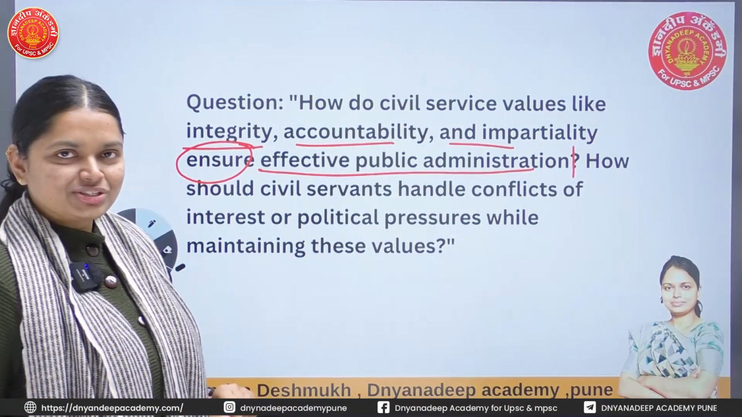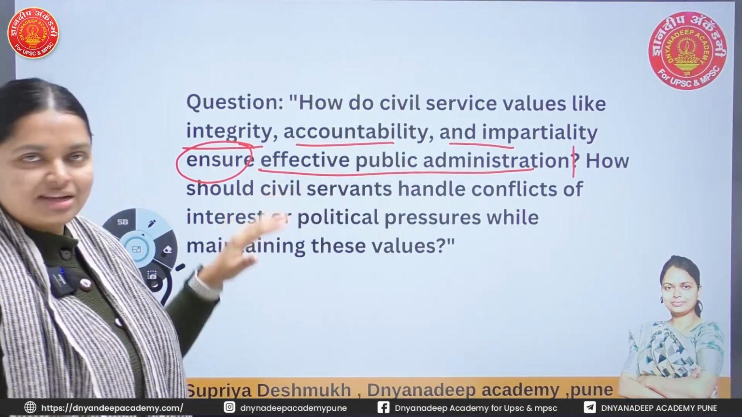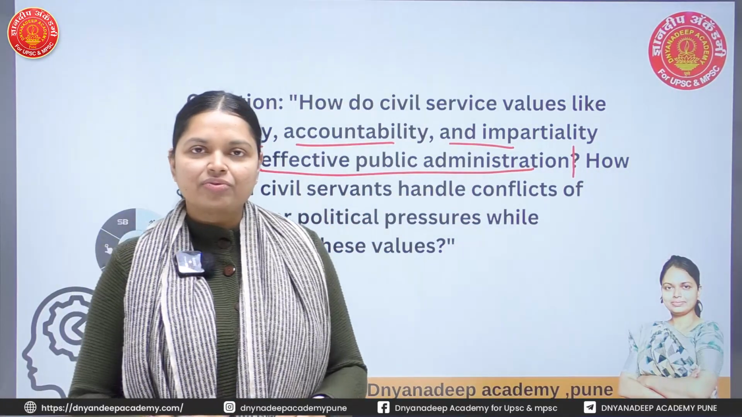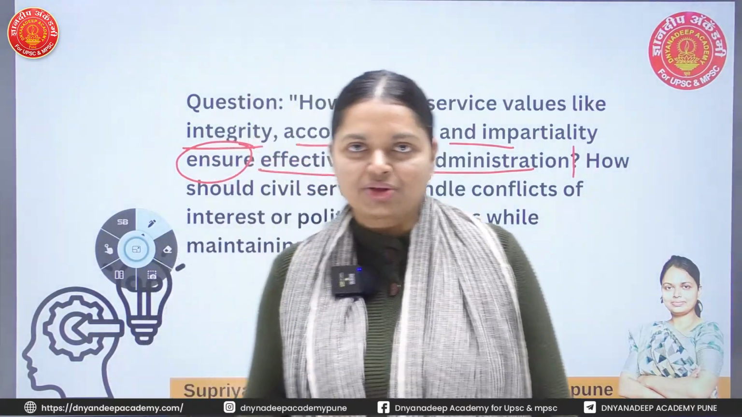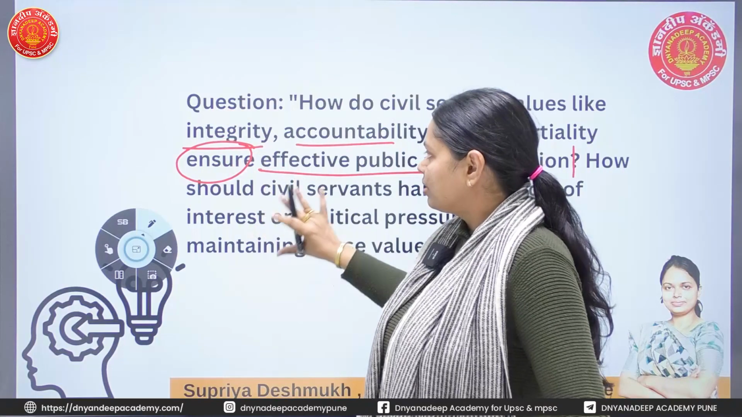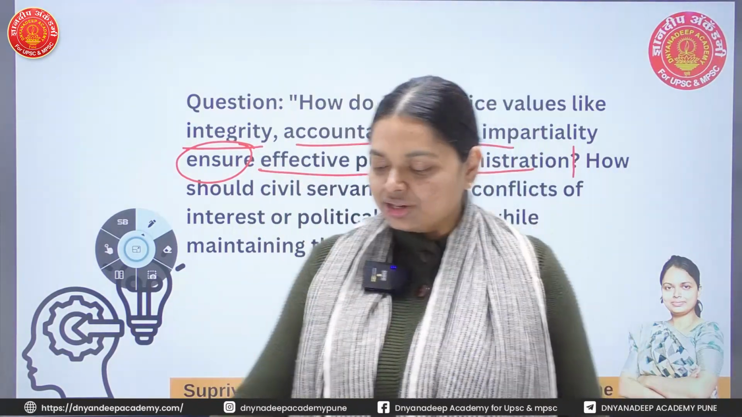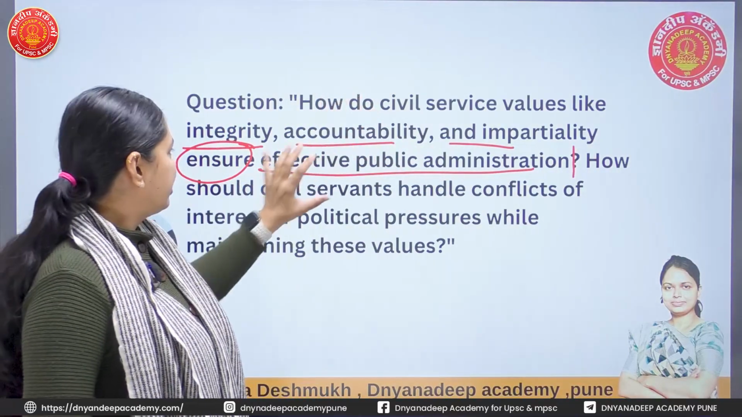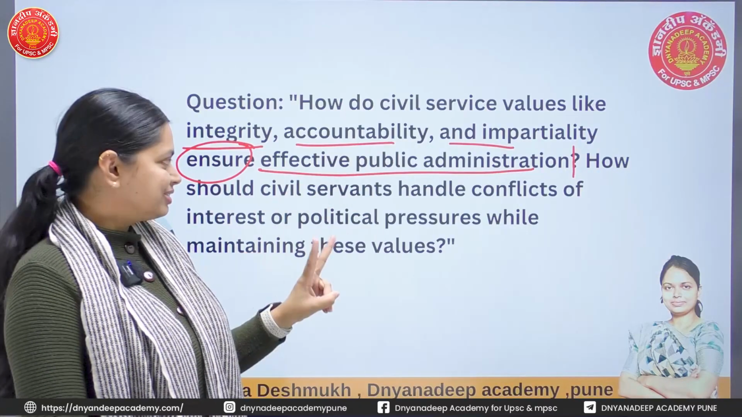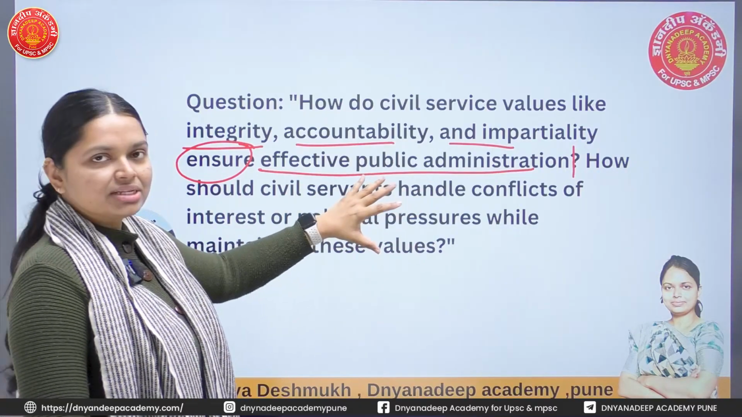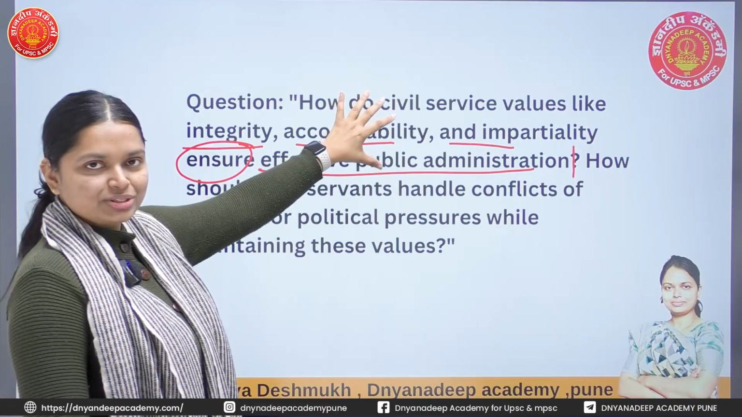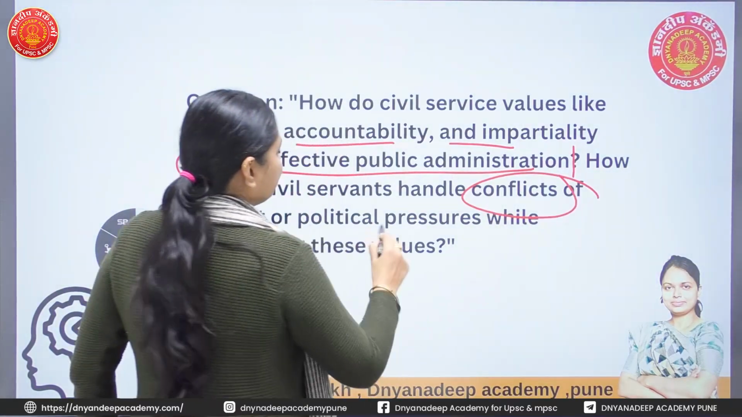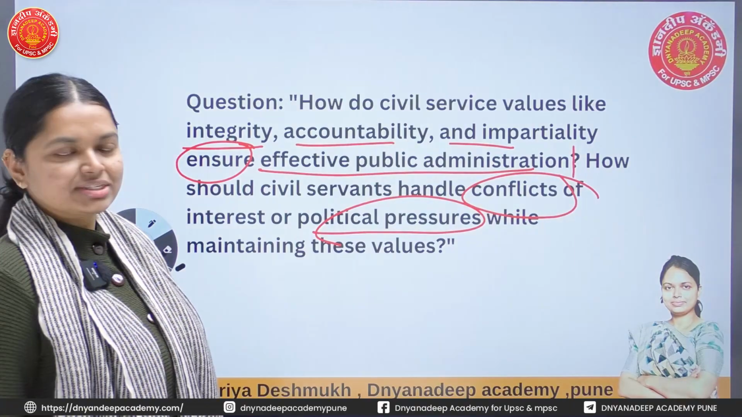And what is the second part of the question? The second part is, how should a civil servant handle conflict of interest or political pressure while performing his duty? This is our second part. Looking at the question, we have seen that it is divided into two parameters. First, how these values ensure effective public administration, and second, how a civil servant can handle, with the help of these values, conflict of interest and political pressure. Question is clear? Okay.